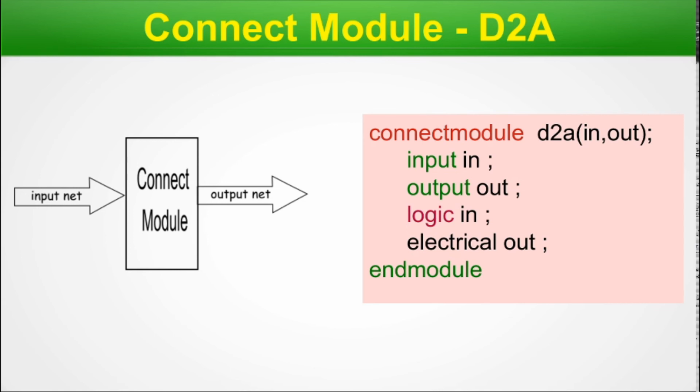By looking into this code, we understand that if this connect module is inserted between a digital signal which is going from digital to analog, we will definitely be able to carry the signal in a proper way. So it is crossing the boundary of digital and analog. It is from the digital side, crossing the boundary and entering into the analog side.